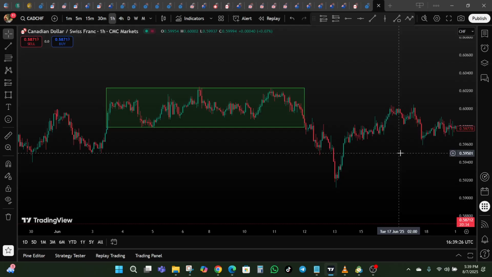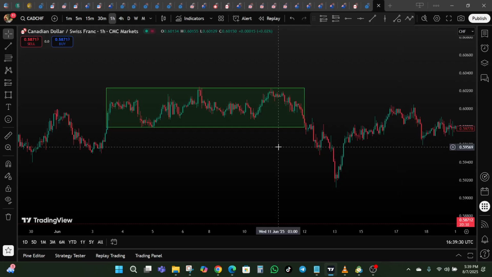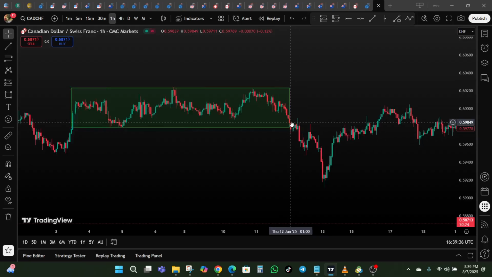You can just use a rectangle to do that. Then you wait for a strong breakout candle that closes outside the zone with volume. And you can see that a candle happened here. This candle here, you can see that we had a close below the zone. Then the next thing for you to do is to enter on the retest of the breakout zone. We had a retest here, as you can see. So we can just enter our sell trade around here after the retest.